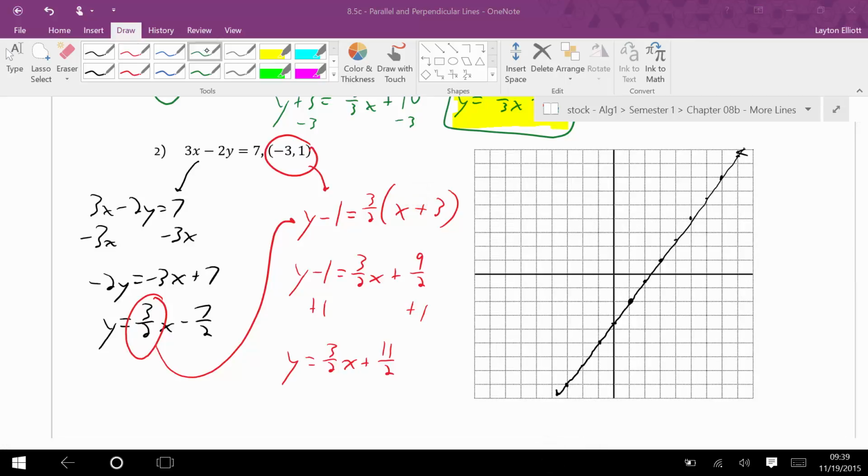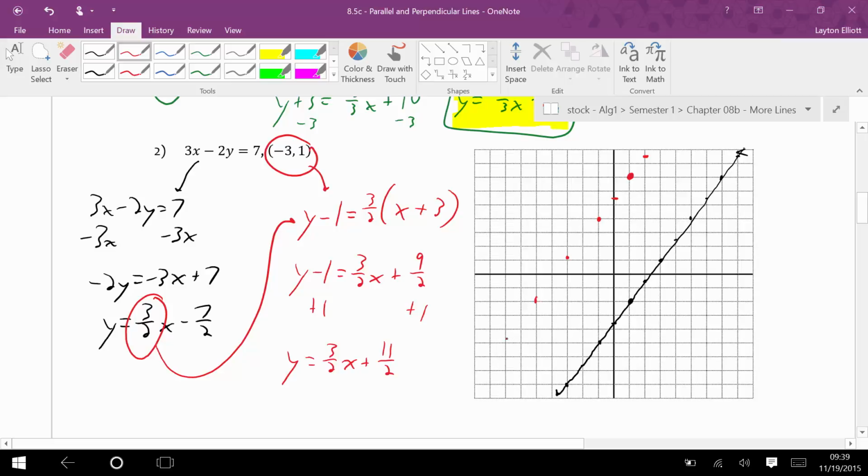11 halves is the same as 5.5. So I'm going to go up 5.5, which will be right here. Let's do that in red to make it match. Up 3, right 2 puts me right there, and directly in between these 2 points is this point right here. That's a nice little even crosshair one. So I can't go up 3, right 2, but I can go down 3, left 2. I'm going to keep doing that.